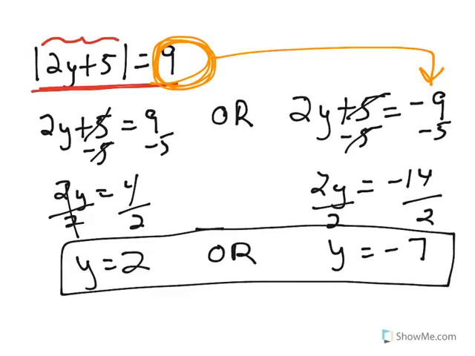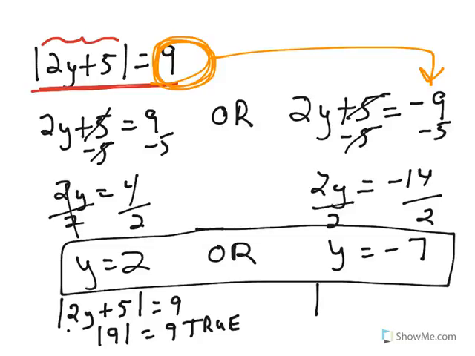If I plug those back in to our original equation, I will see that they both work. If y is 2, that will give me 4 plus 5, which is 9. Absolute value of 9 is 9. That is true.